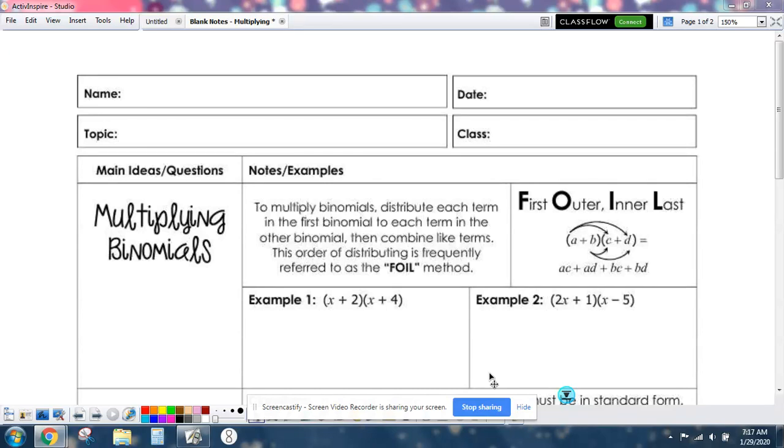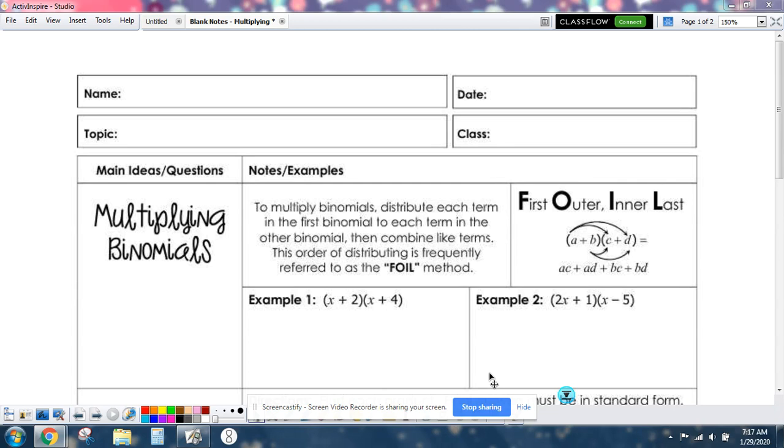Today we're talking about multiplying binomials and trinomials. So in order to multiply binomials, you need to distribute each term in the first binomial to each term in the other binomial. And then you combine like terms. This order of distributing is frequently referred to as the FOIL method.